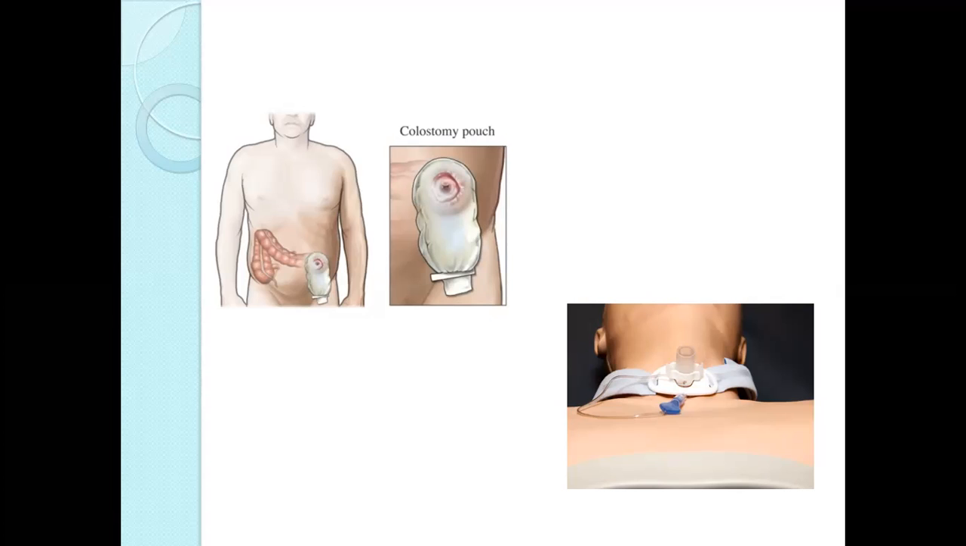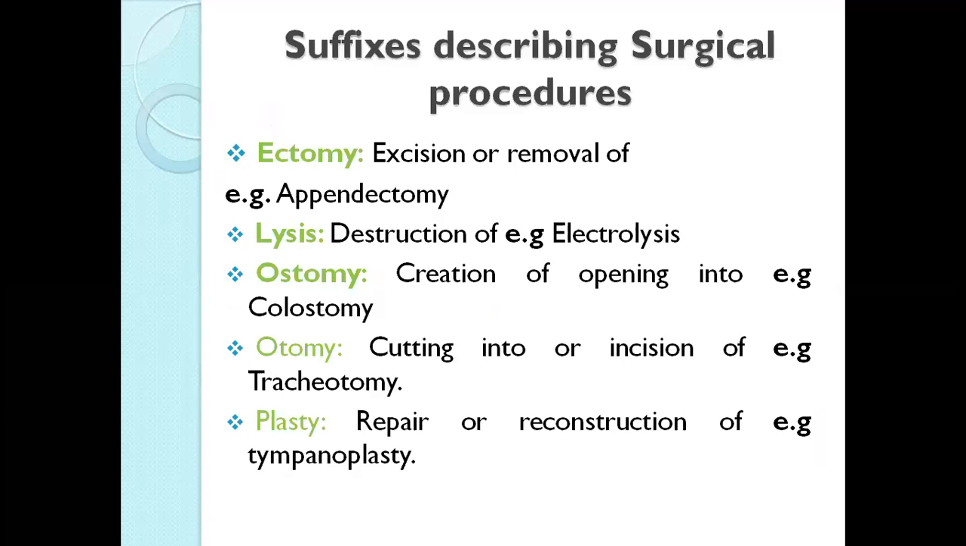Or in a patient who has any form of cancer in which some part of his intestine needs to be removed, in those types of patients we also usually do this colostomy. So colostomy is an opening. Then when we say otomy, it is a cutting into or incision of, for example, a tracheostomy.